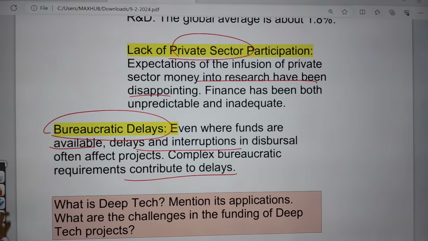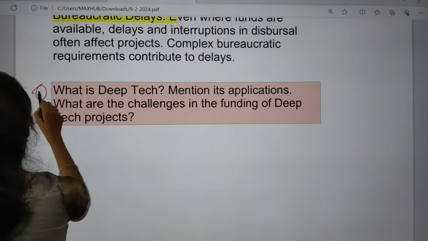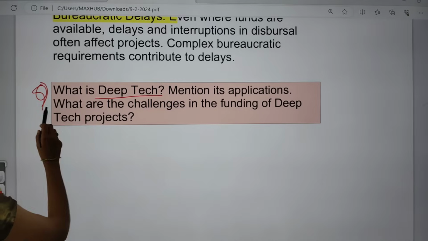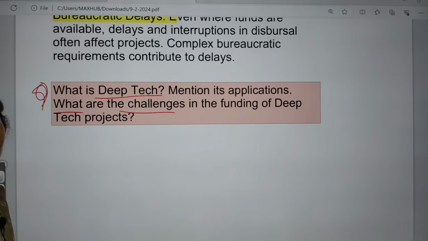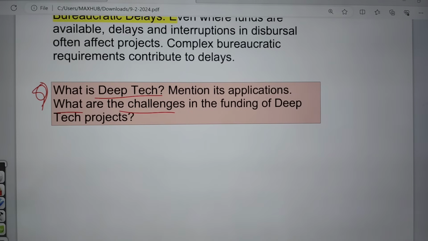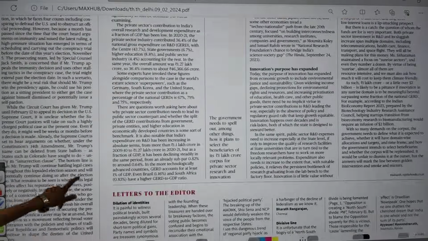And I want to give you one mains question for practice. That is very easy. What is deep technology? And mention its applications as well as challenges. It's very easy, okay. So try to write an answer for this question. And now let us move back to the page.